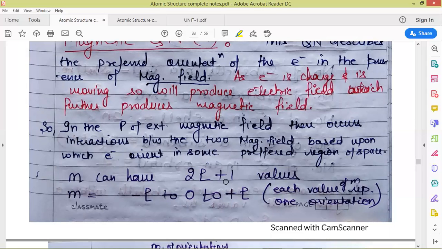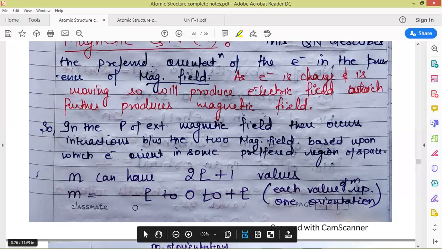For D, value of L is 2. There are 5 orientations. For F, value of L is 3. That means there are 7 orientations. And M can have values varying from minus L passing through the 0 to plus L.